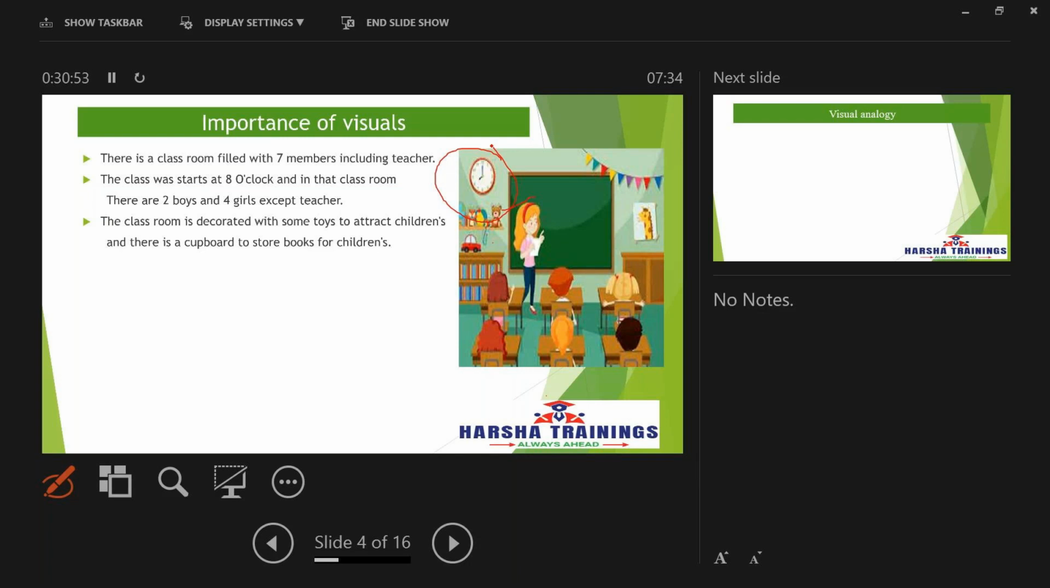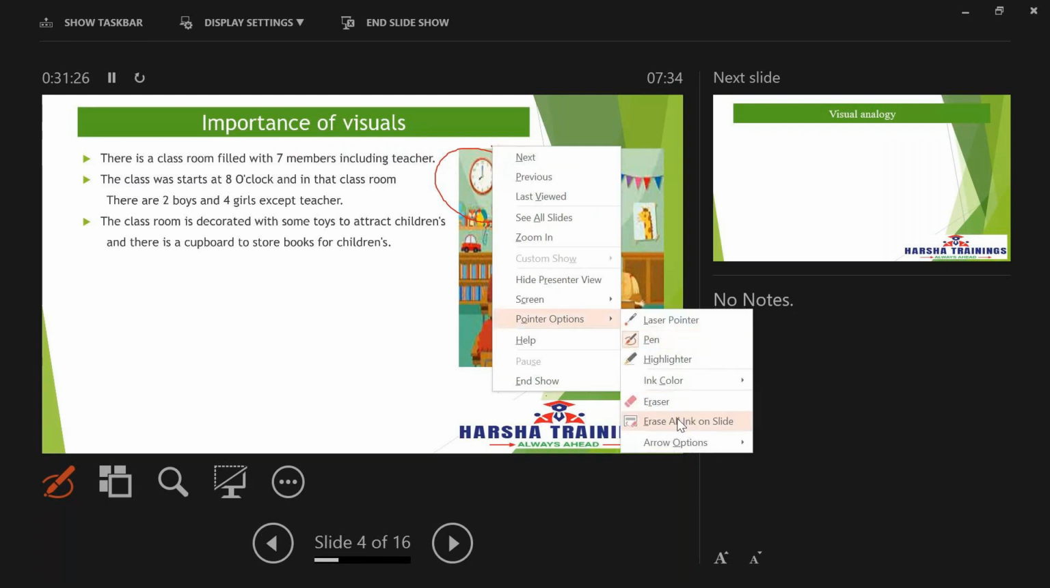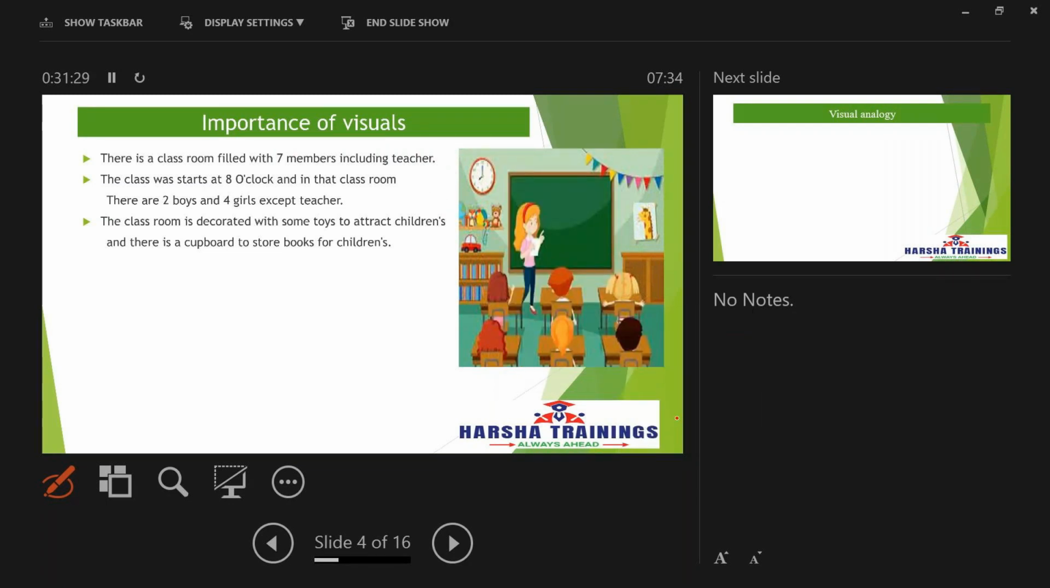We have a female teacher, and I mentioned that 4 girls are there and 2 boys are there. Even though we don't know their faces, how is it possible? Even though we are unable to see the faces of those students, how is it possible to say 6 members in total? It is based on the visual only. So the visual is not only for analysis.